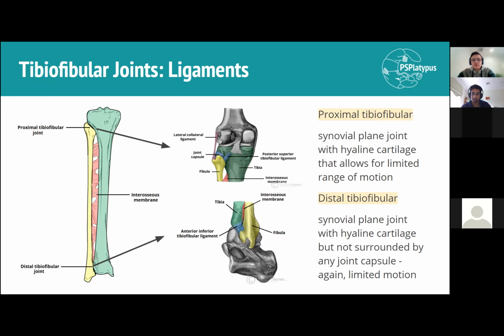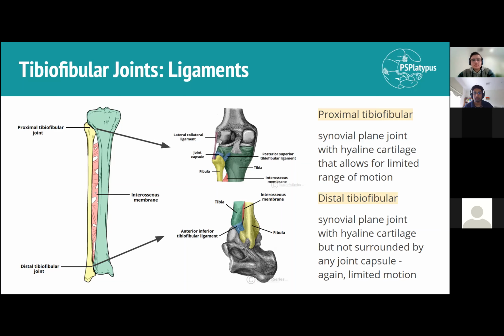Now, the proximal TF joint and the distal TF joint are not technically the same, or they don't have a similar sort of structure. They're both plane joints, so they can only go in a sliding direction against each other, which is similar to the radius and the ulna. The ulna can only slide around the radius, right? But the proximal one is a hyaline cartilage joint, whereas the distal one is hyaline cartilage, but it doesn't have a joint capsule. In other words, you could say the proximal TF joint is a typical synovial joint because it contains a synovial capsule, which produces fluid, but the distal TF joint does not have a joint capsule.